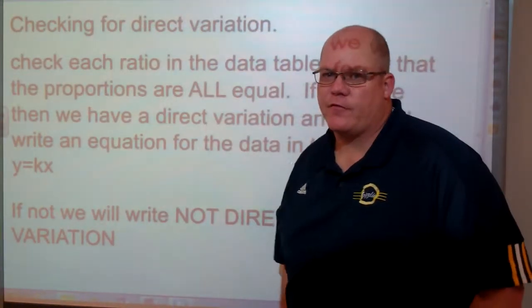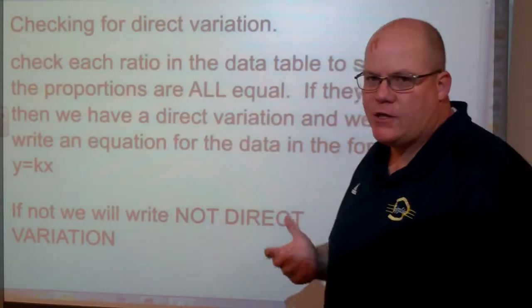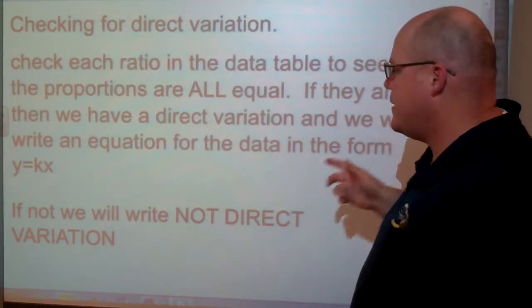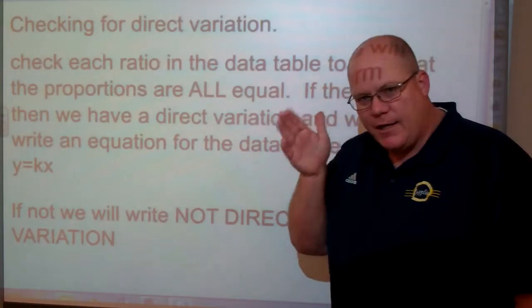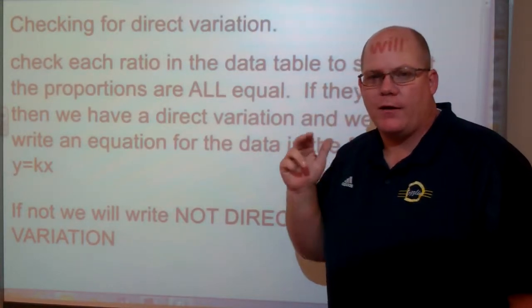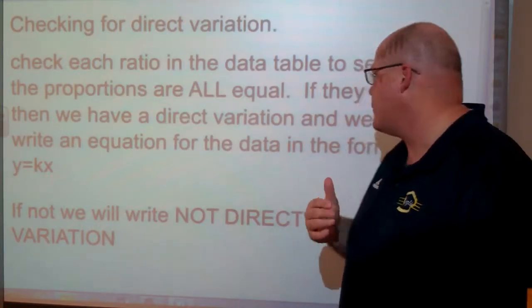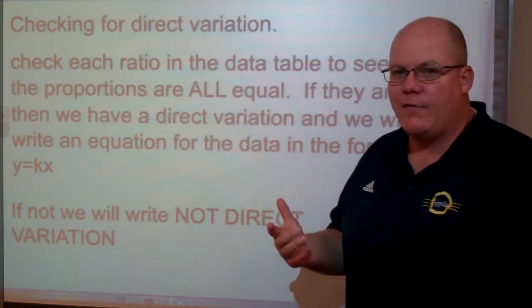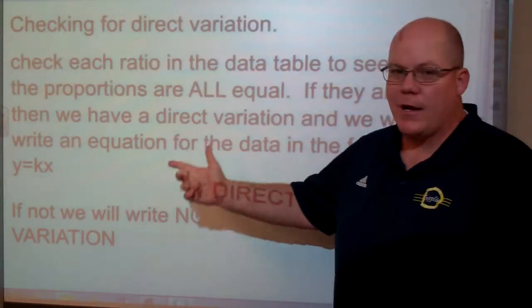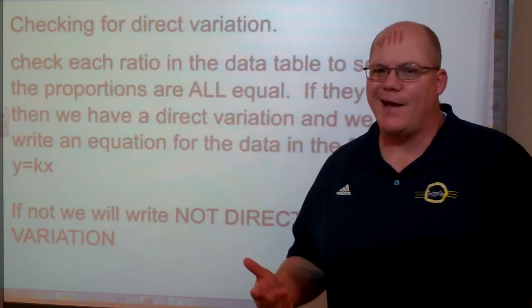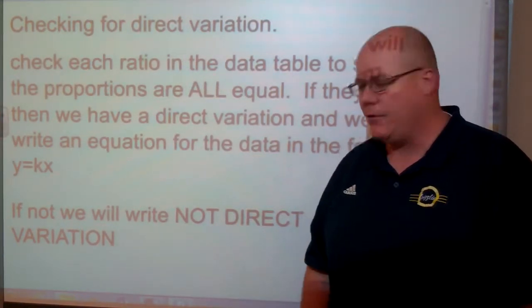How do we check for direct variation? Well, we want to check each ratio in our data table to see that the proportions are all equal. Each of the proportions in the data table, the y to the x, needs to be equal. If they're not, then we do not have direct variation. If they are, then we do have direct variation, and then we need to write an equation to represent the data in that table, and I'll show you exactly how to do that.